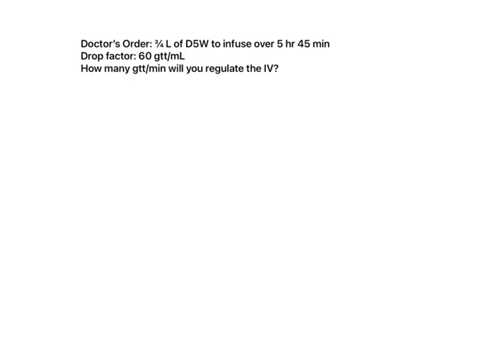The question says, doctor orders 3/4 liters of D5W to infuse over 5 hours and 45 minutes. The drop factor is 60 drops per ml. How many GTTs per minute will you regulate the IV? So our answer is looking for GTTs per minute. All right, so first what we need out of the physician order, we need the volume and we need the time. All right, so let's do some converting.